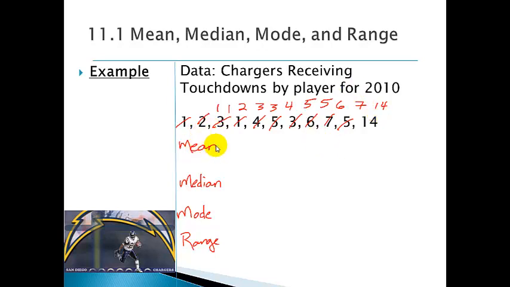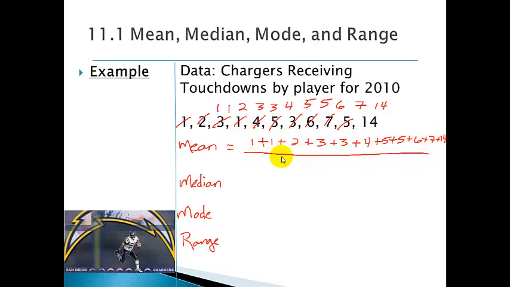So to find your average, you're going to add them up. So I'm going to add these all up. Put that in there. And then I'm going to divide by the number of numbers. So divide by 11. So let's go ahead and try this with mental math.